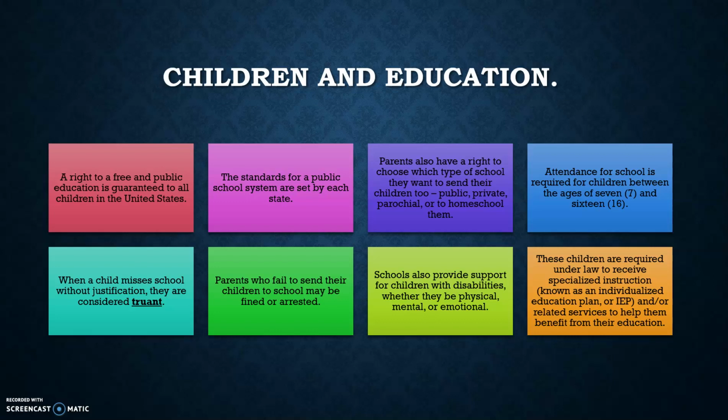When a child misses school without justification, like an absent note, you might be familiar with that from school, an absence note, they are considered truant. Parents who fail to send their children to school may be fined or arrested. Schools also provide support for children with disabilities, whether they be physical, mental, or emotional. These children are required under law to receive specialized instruction, known as an individualized education plan or IEP, and/or related services to help them benefit from their education.